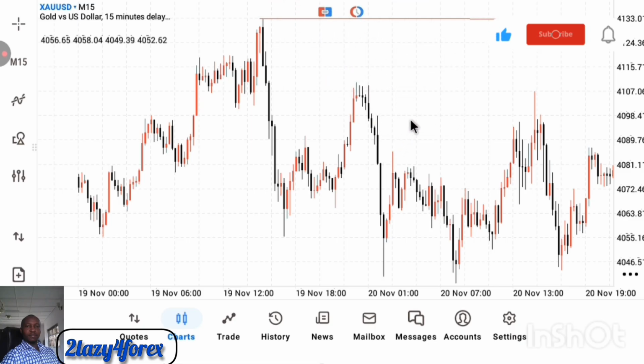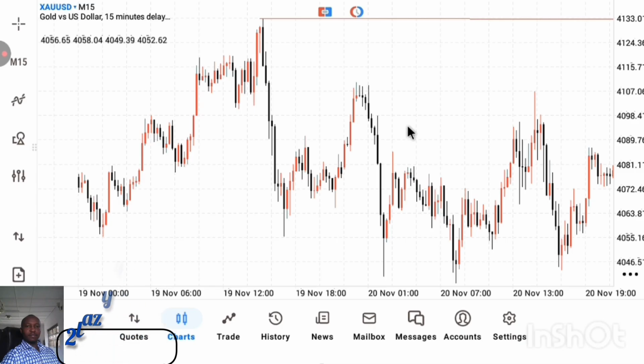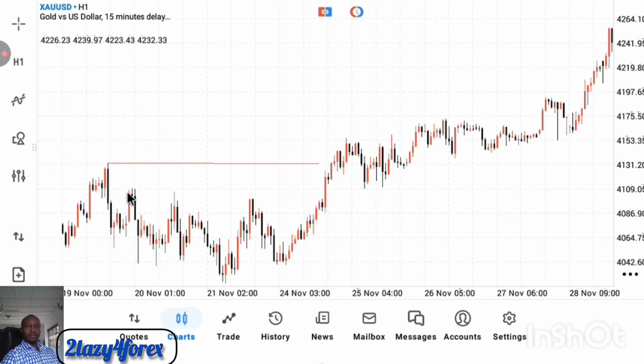Today, I have this very lovely strategy I want to share with you guys. The only thing you need is just a zigzag indicator, and luckily, you have that zigzag indicator on your mobile MT5. There's this way I select my pullback.